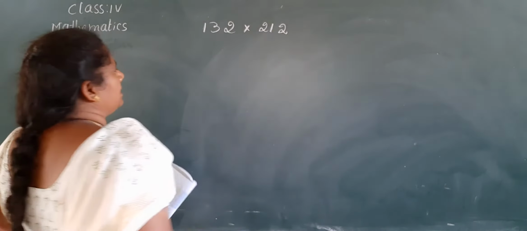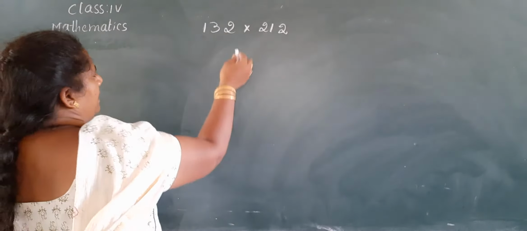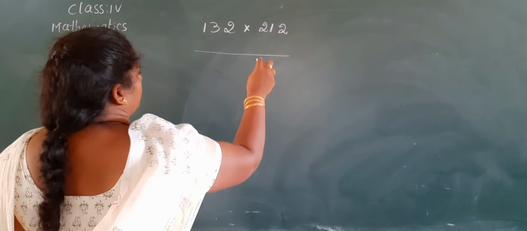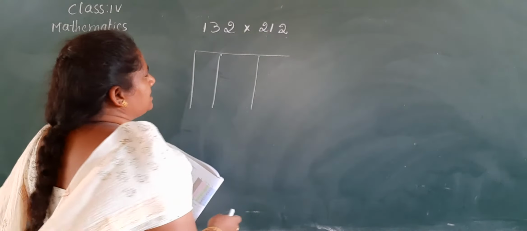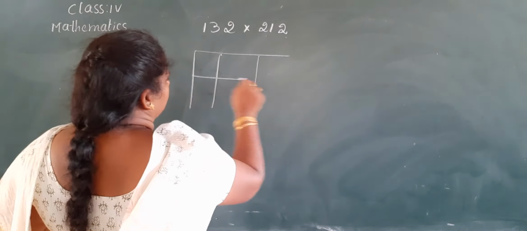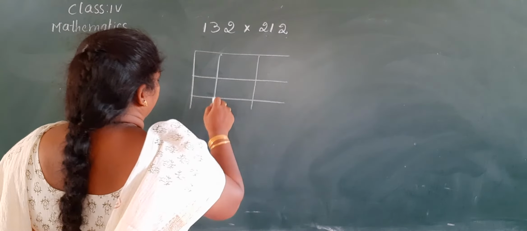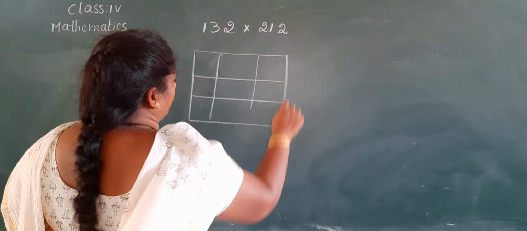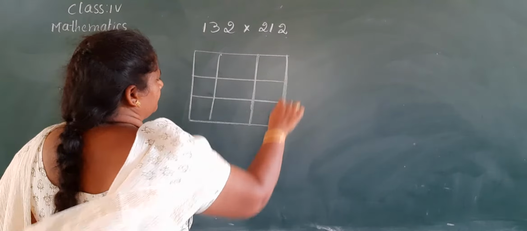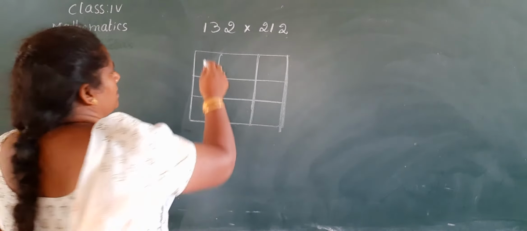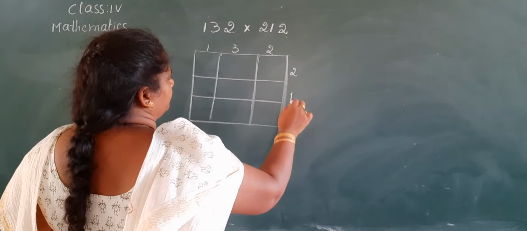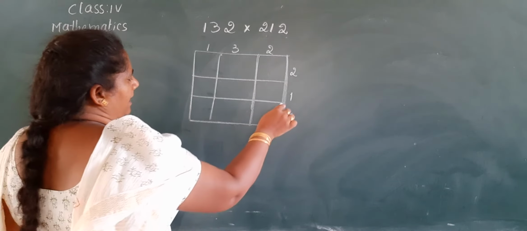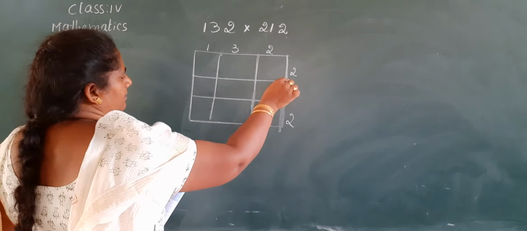How do we do this in the lattice method? The multiplicand has 3 digits, so you make 3 columns, and the multiplier has 3 digits, so you make 3 rows. Note down the multiplicand on top and the multiplier at the side. Now draw the lines diagonally.